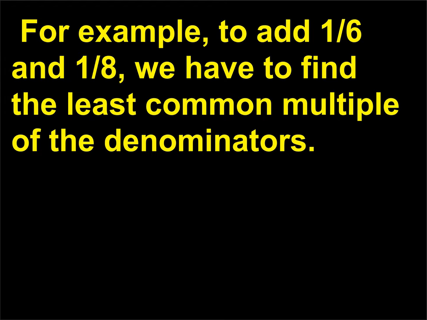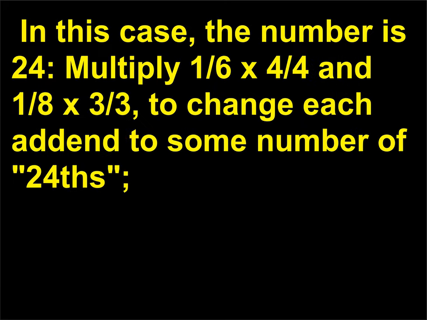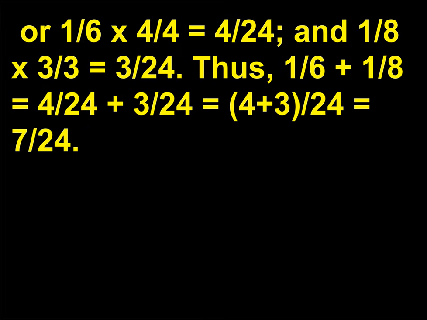For example, to add 1/6 and 1/8, we have to find the least common multiple of the denominators. In this case, the number is 24. Multiply 1/6 x 4/4 and 1/8 x 3/3, to change each addend to some number of 24ths. Or 1/6 x 4/4 equals 4/24, and 1/8 x 3/3 equals 3/24. Thus, 1/6 plus 1/8 equals 4/24 plus 3/24 equals (4 + 3)/24 equals 7/24.